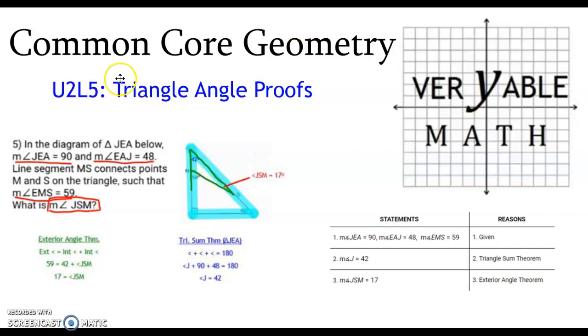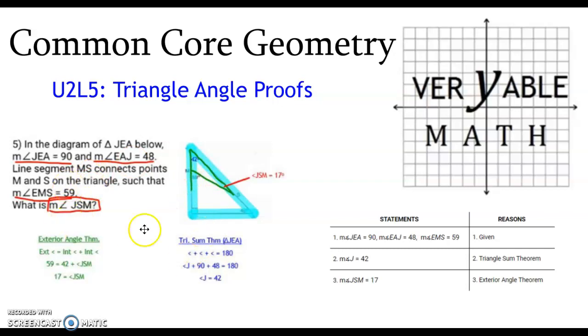Hello students, this is the fifth lesson in Unit 2. We're going to be talking about triangle angle proofs. This is the first time in geometry we're going to be talking about proofs, the first of many. A proof is just a way to show a mathematical argument in a step-by-step form.